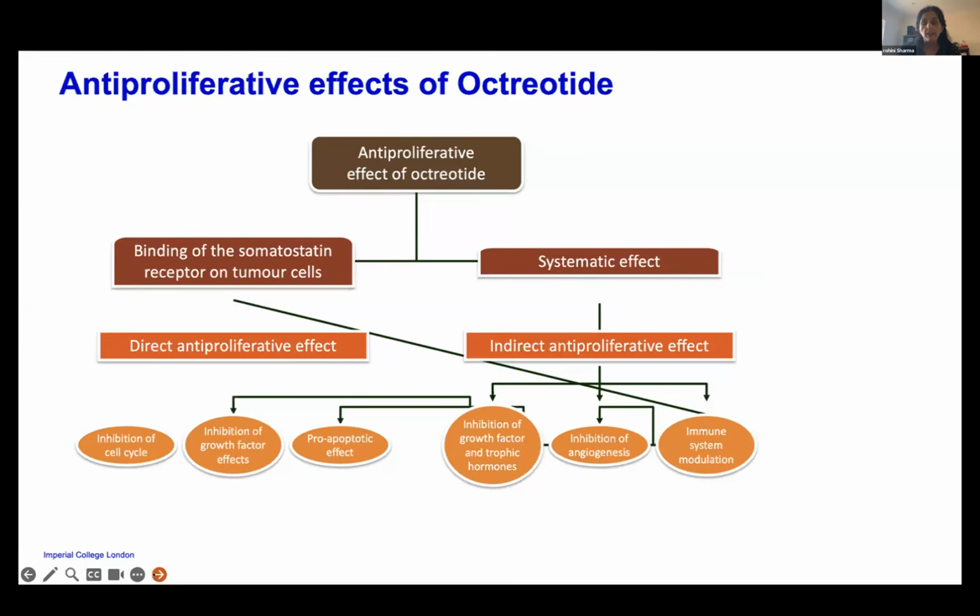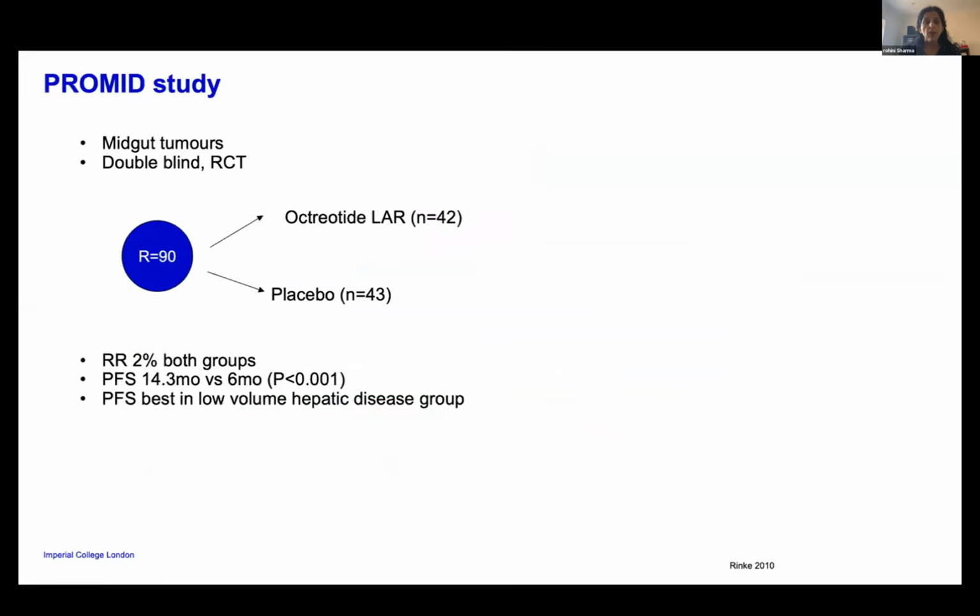So what is the evidence for somatostatin analogs in the metastatic setting? There are two key trials. The first trial was published in 2010 by Rinke, the PROMID study, in which they randomized patients with mid-gut tumors to either octreotide or placebo. Only 90 patients were randomized, and the trial was actually stopped early because it took so long to recruit. The response rate was very low in both arms, with only 2% of patients actually responding to the drug. But the progression-free survival was 14 months with octreotide versus 6 months with placebo.